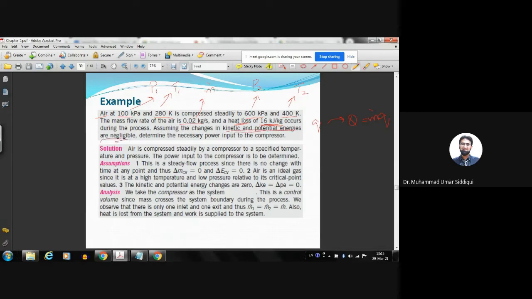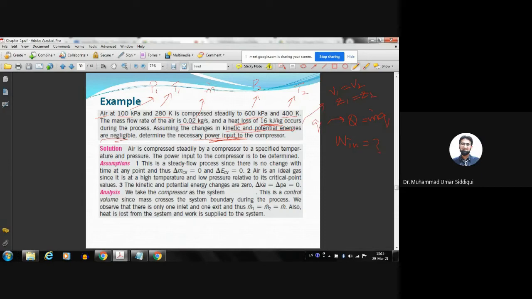So here, both kinetic and potential energies are negligible. That means velocity inlet and velocity exit are the same, and also the elevation inlet and elevation exit are the same. So that's why we can ignore the kinetic and potential energy changes. Determine the necessary power input of the compressor. So we need to find the work in for the case of the compressor. Do you understand the problem statement right now or not? Yes, sir.